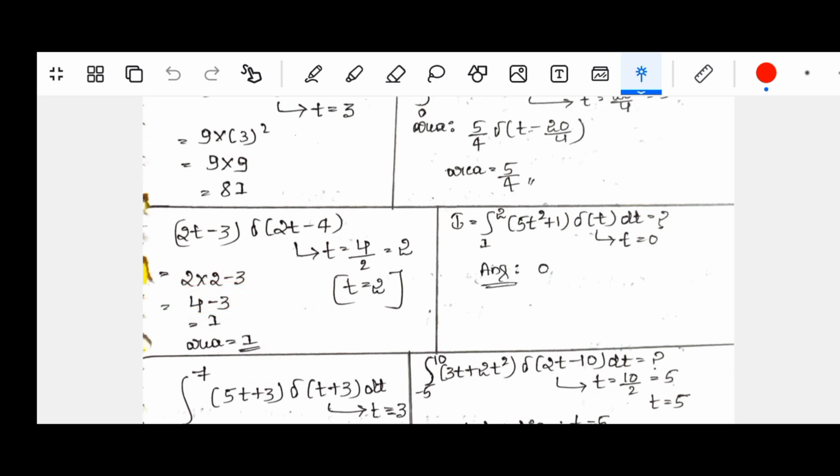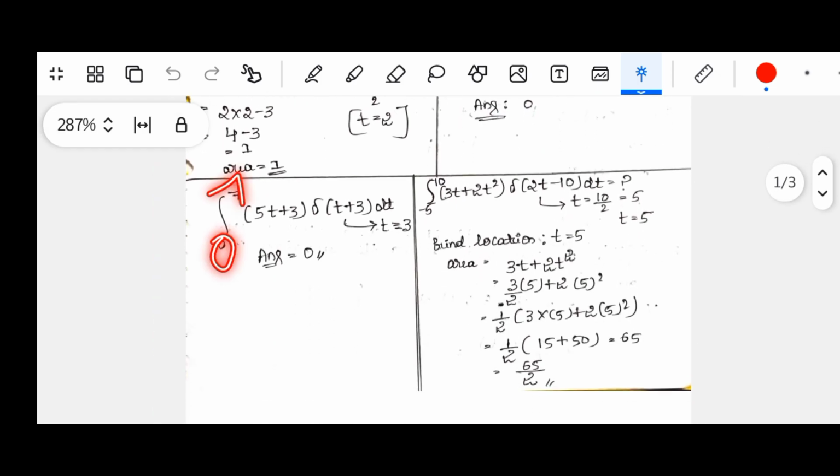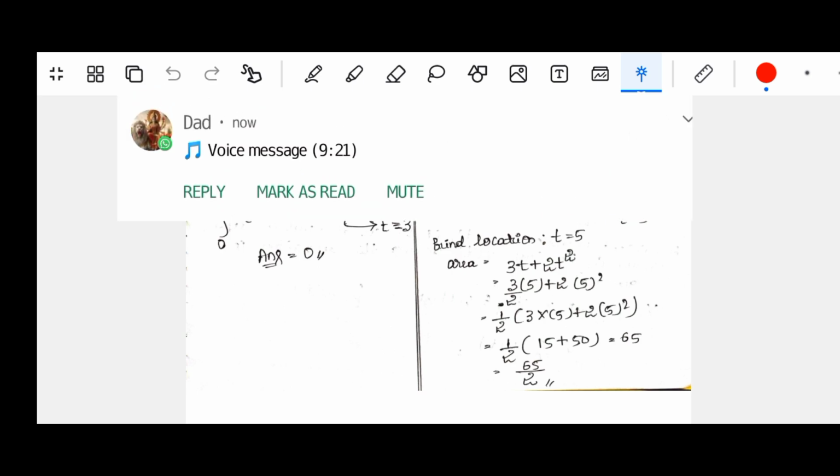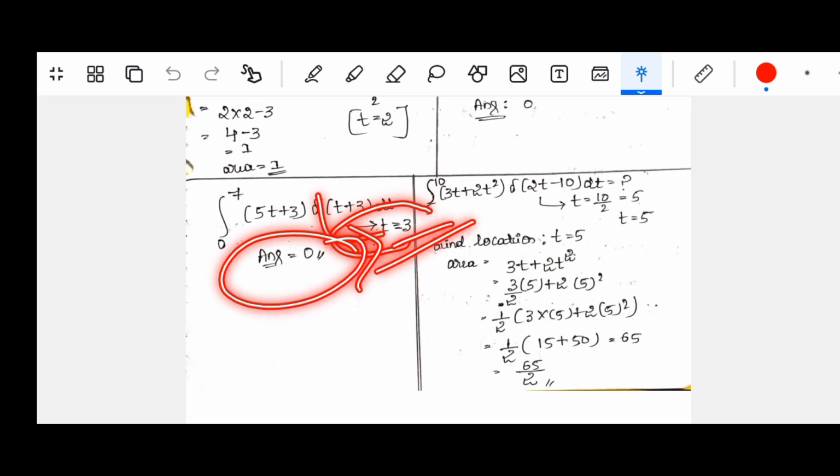Next, I is equal to integration from 1 to 2 of (5t² + 1) δ(t) dt. First see here, the t value will be 0. So 0 is not in the integration limit. Therefore the answer will be 0. Next, integration from 0 to 7 of (5t + 3) δ(t + 3) dt. First find out the location. t = -3. So the answer will be 0.